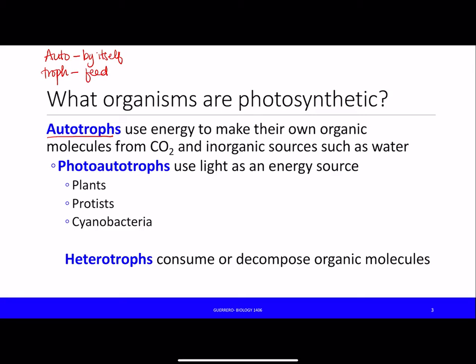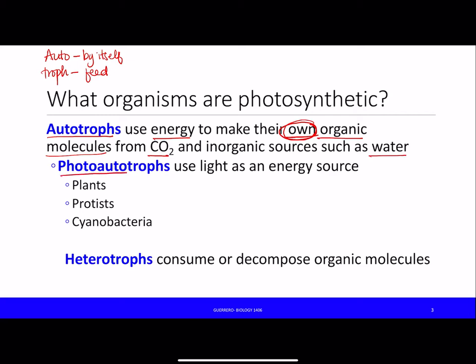So literally an autotroph produces food by itself, okay? And it's going to have energy in order to do that. And it's going to have to make some kind of organic molecule in order to do that from some sort of raw material. So autotrophs use energy to make organic materials, their own, please note. Okay, think of it as making it from scratch. And they use carbon dioxide and water to be able to do it. So there are two types of autotrophs.